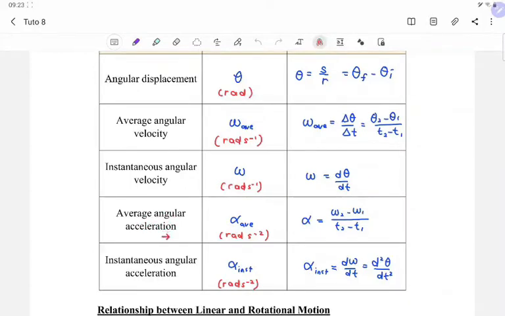And then average angular acceleration. So average alpha equals omega 2 minus omega 1 over t2 minus t1. Okay, so when we talk about average, we take the total difference divided by the total time taken. Same with angular velocity just now, total displacement divided by total time. Okay, and then angular instantaneous acceleration, this one you need to differentiate.